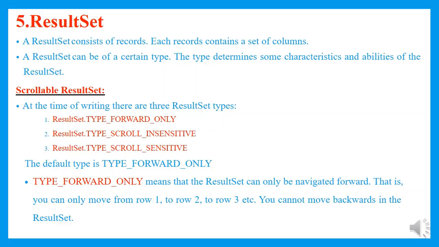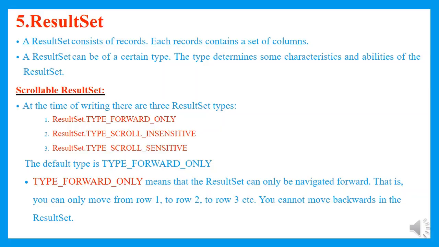The ResultSet interface consists of records. Each record contains a set of columns. The ResultSet interface can be of certain types to determine some characteristics and abilities of the result set. The different types are the scrollable ResultSet interface, the updatable ResultSet interface, inserting a value to the data table, and deleting a value from the table. These are the four different operations that can be performed on the ResultSet interface.